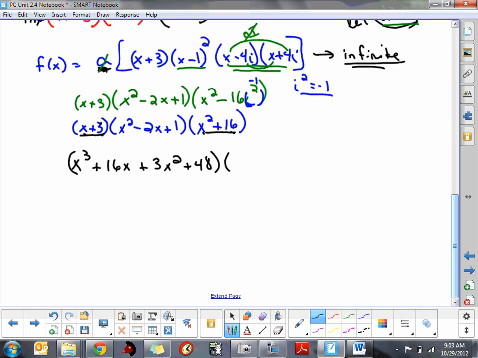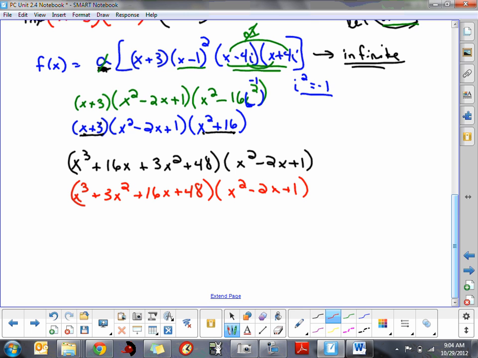I have to take that answer times x squared minus 2x plus 1. So rewriting this, I'd rather have it in standard form: x cubed plus 3x squared plus 16x plus 48. You have to multiply that times x squared minus 2x plus 1. So now it's a matter of distributing all of these through. I'm going to choose to distribute my trinomial to this larger polynomial.